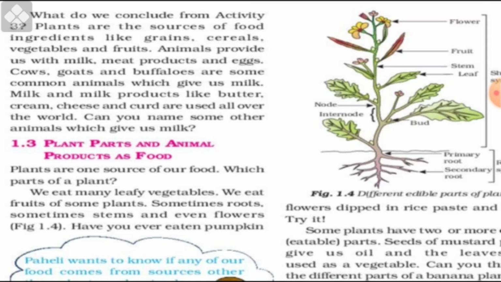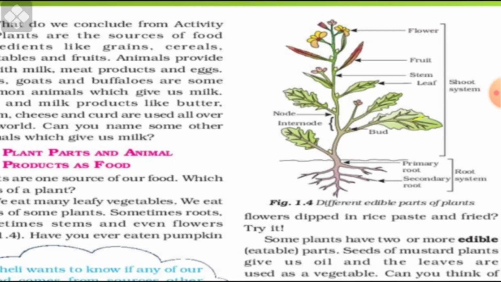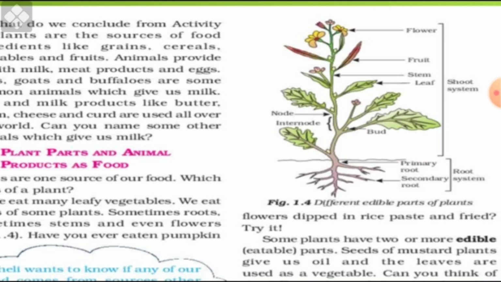So moving on to the next subtopic, plant parts and animal products as food. Let us look into the various edible or eatable parts of a plant. The edible parts of a plant are flower, fruit, stem, leaf, node, internode, bud. These all comprise the shoot system. Next we have the root system, where we have the primary root and the secondary root.